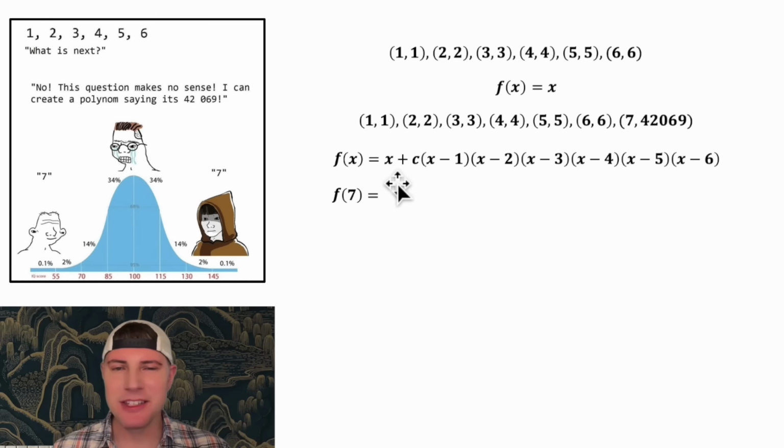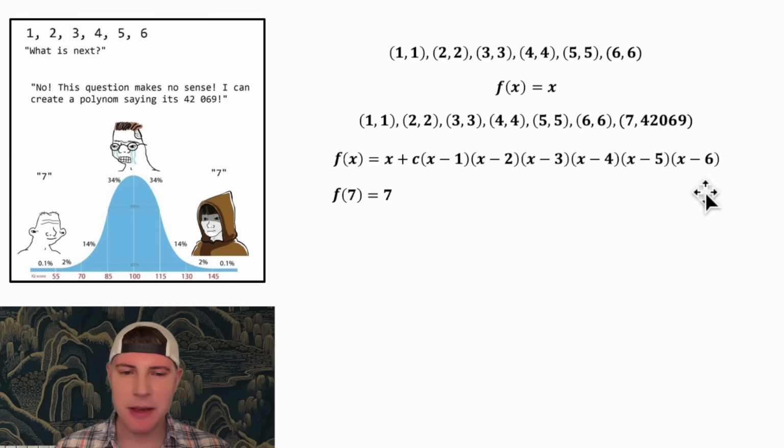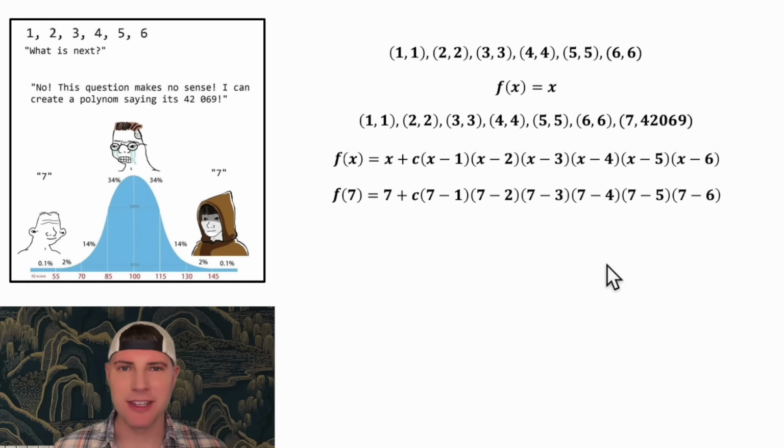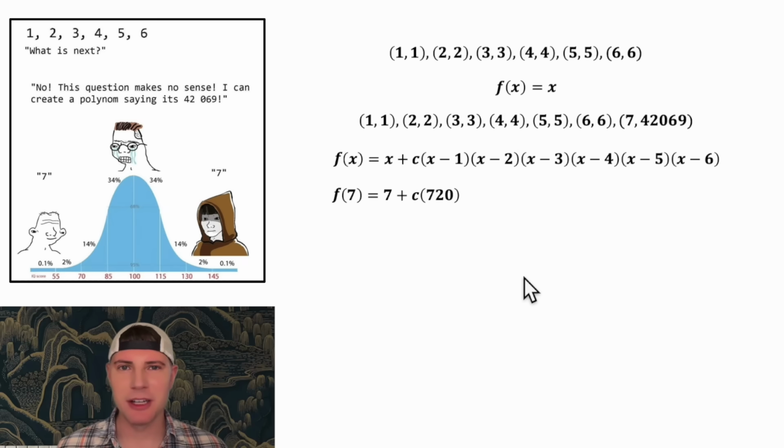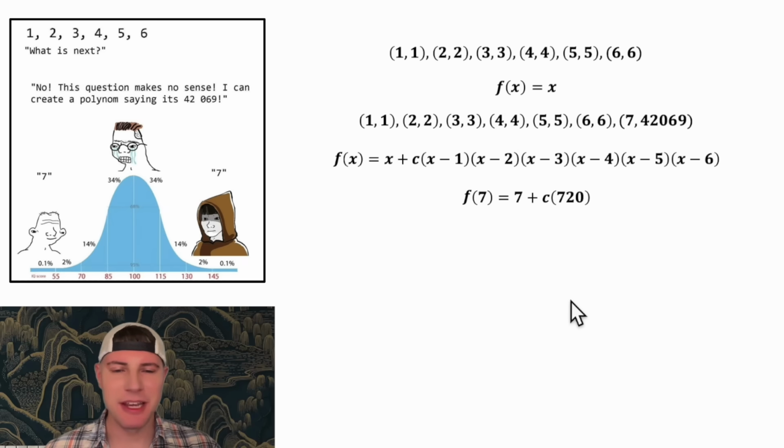And now let's do f of 7. In the place of this x, we can plug in 7. And same thing for all the x's, we can plug in 7. 7 minus 1 is 6. 7 minus 2 is 5. 4, 3, 2, and 7 minus 6 is equal to 1. We can multiply all these together and it gives us 6 factorial, which is equal to 720. And now we just got to solve for c that'll make this one true.